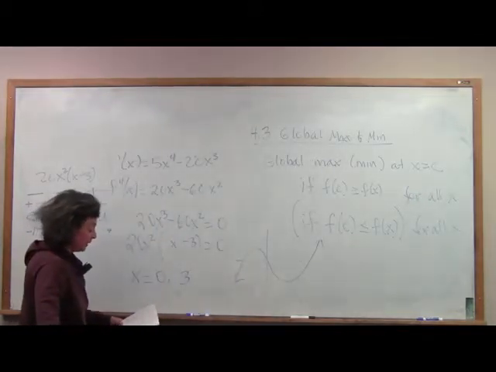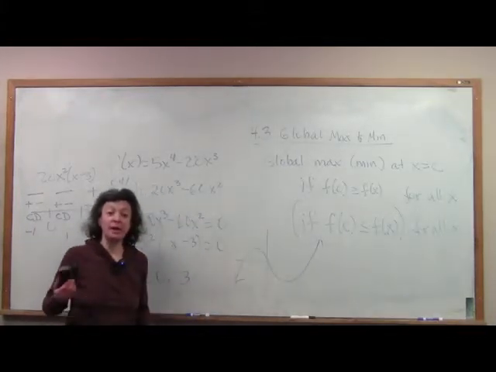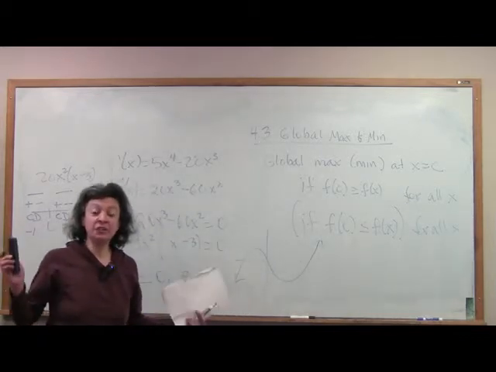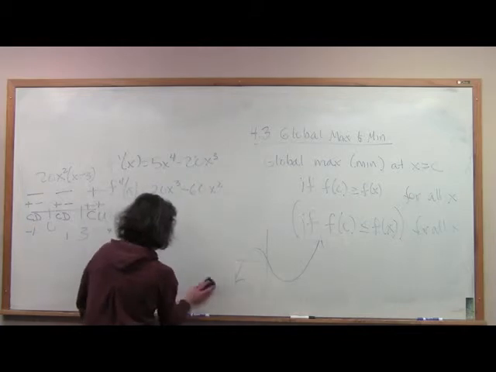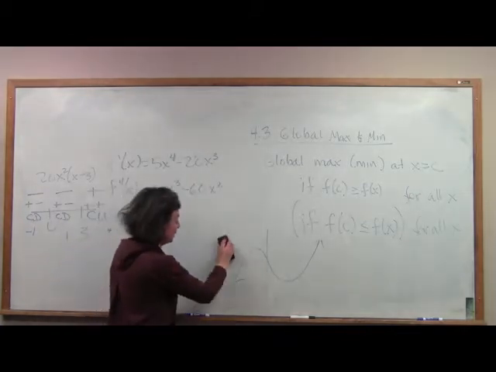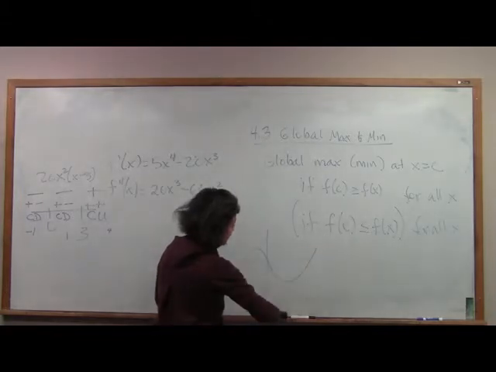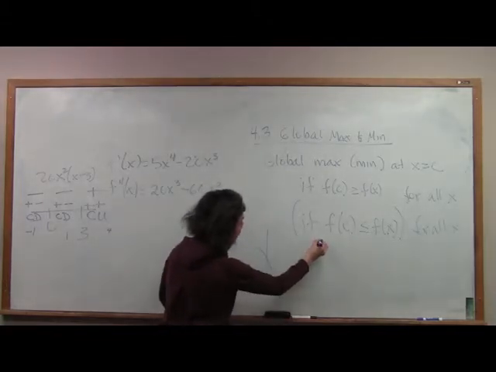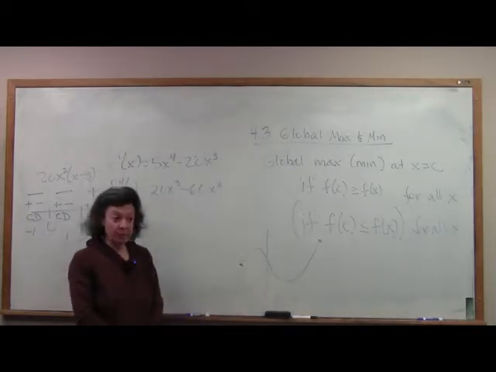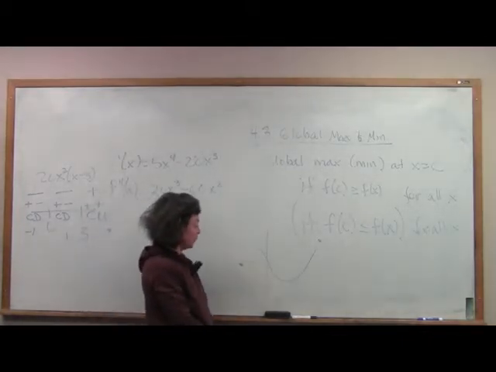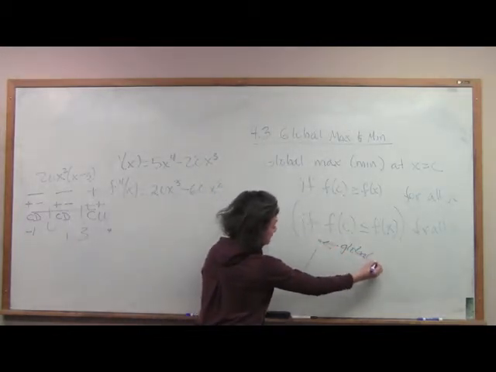Okay? Now, it turns out, though, that you can talk about your global max and your global min if you're talking about it on a closed interval. So let me write this out. In other words, we've got to cut off this function somewhere and say, okay, we're only looking at it on this interval. Now, where is my global max and my global min? Well, I think you'll grant me that this is my global max.